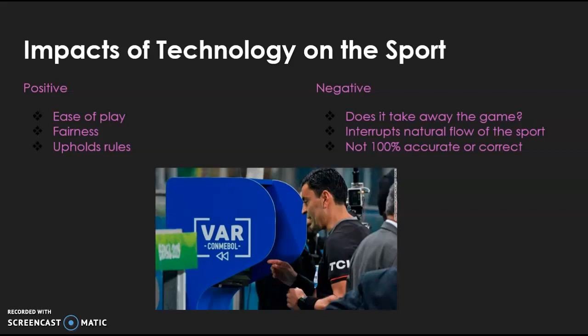The future for VAR is very unknown right now. It could be abandoned, or if more people use it and they like this idea, then I could see this being added in collegiate events and club soccer events and lower level soccer events that occur, not just high level soccer over in England.